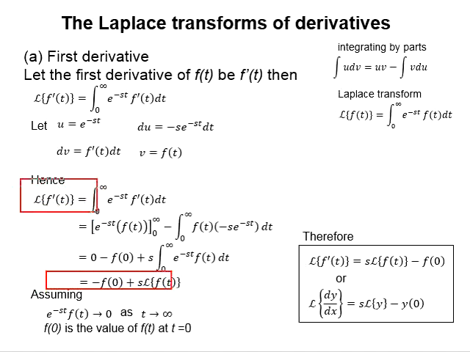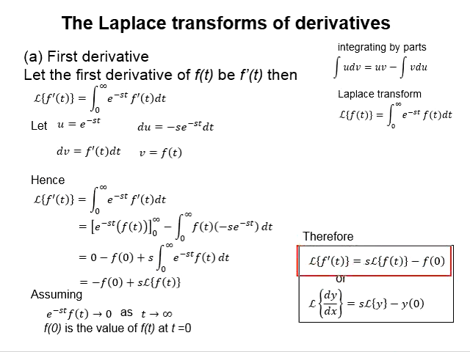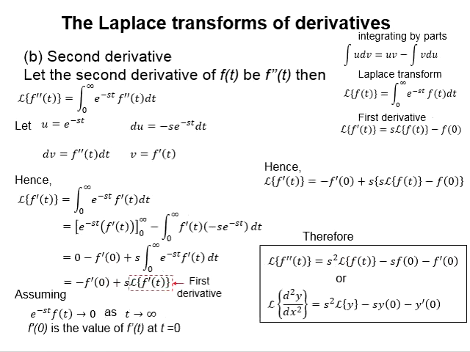From the derivation here, you know that the formula of Laplace transform of derivative can be represented in this manner or this manner, which is s Laplace transform of f(t) minus f(0). The same principle applies for the second level of derivatives. Based on the formula of Laplace transform, this is the formula.